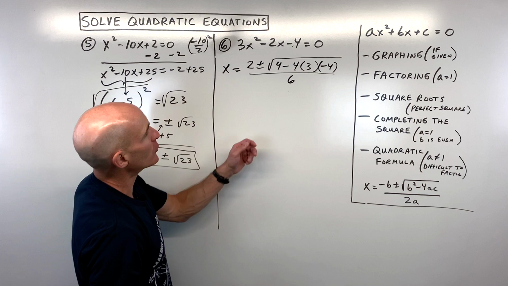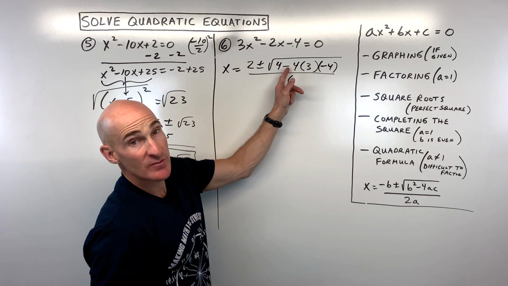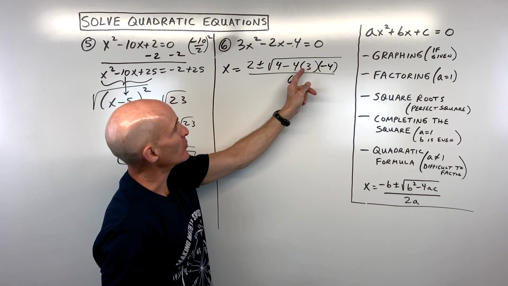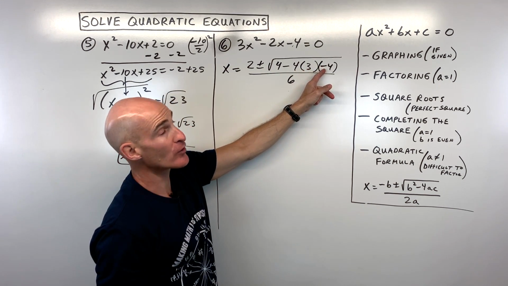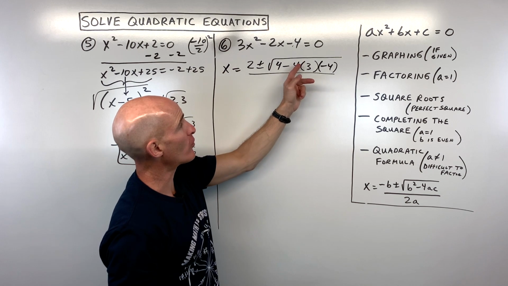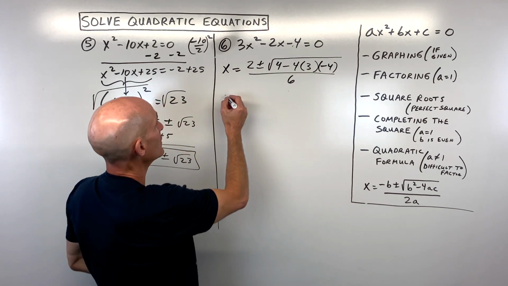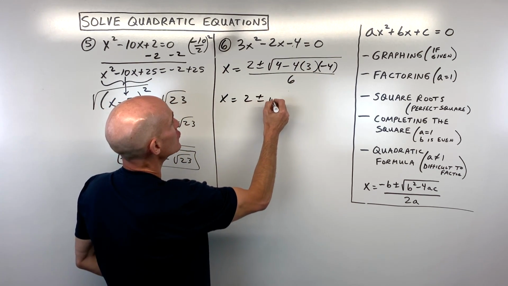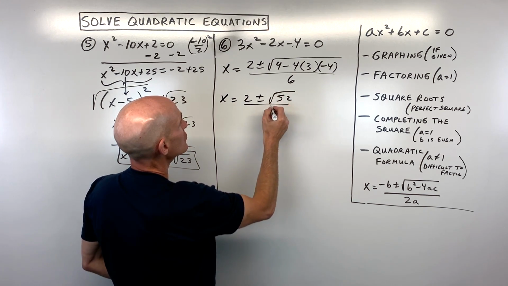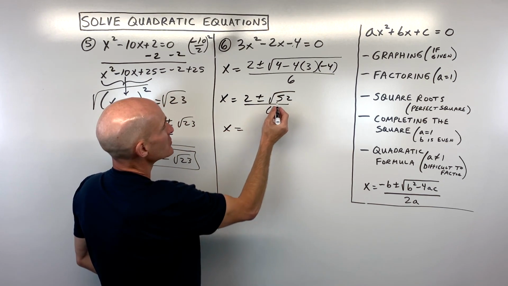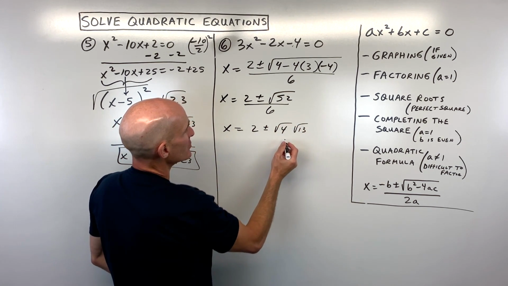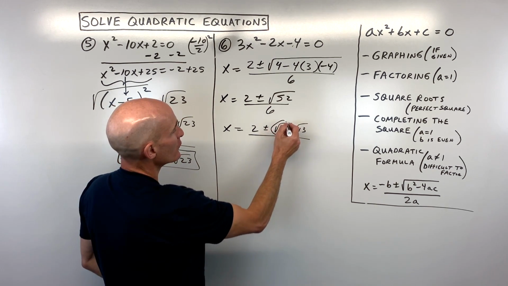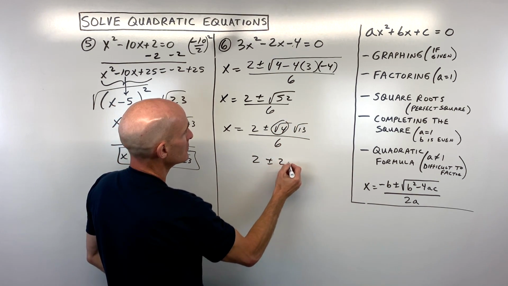Okay, so let's simplify a little bit here. Sometimes students make little mistakes with these signs, so be careful. You've got a negative 4 times 3 is negative 12. A negative 12 times negative 4 is positive 48. So we have 4 plus 48, which is 52. So this is x is equal to 2 plus or minus the square root of 52 all over 6. Now the square root of 52 we can simplify into the square root of 4 times 13. The reason I did that is because 4 is a perfect square, so the square root of 4 is just going to be 2.